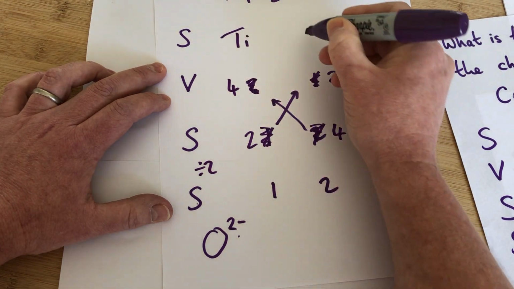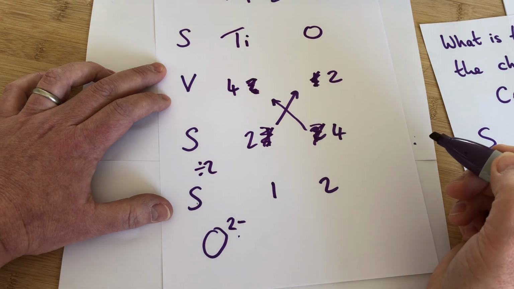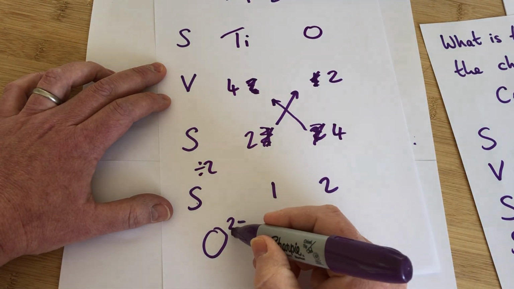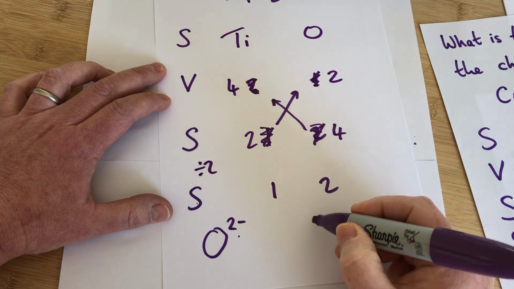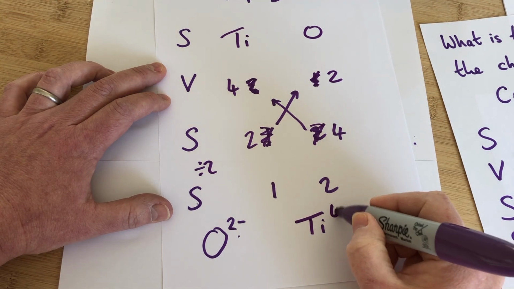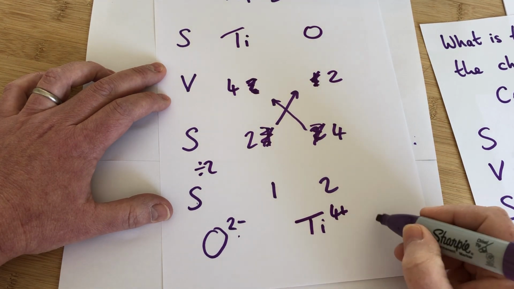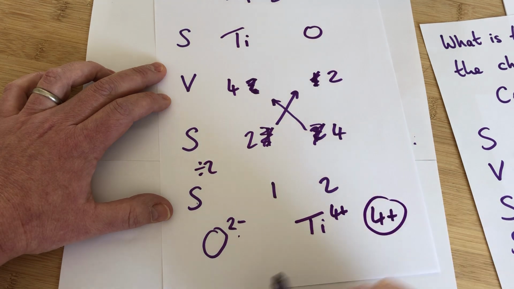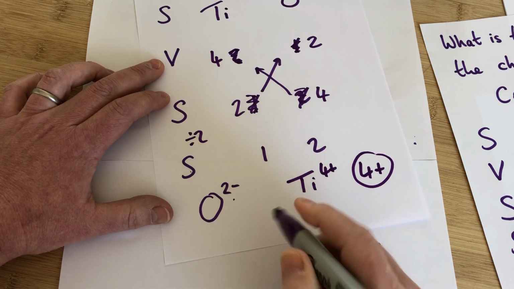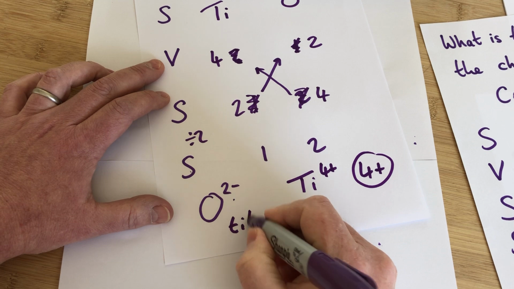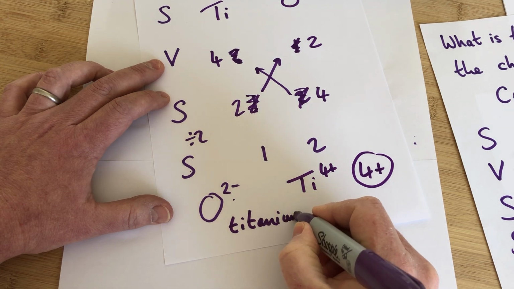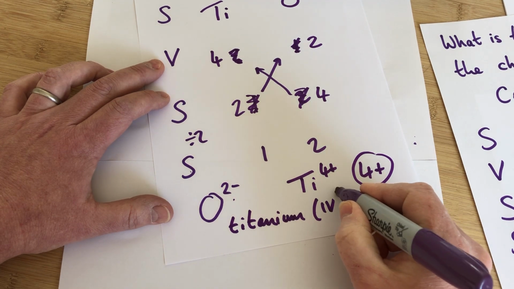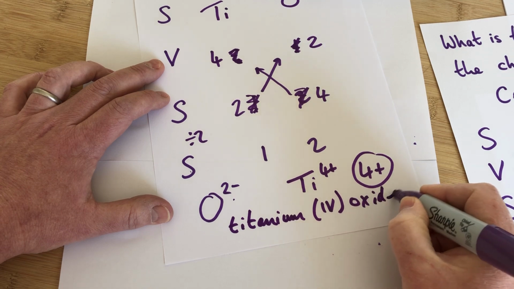So what do we have here? We have titanium, we have oxygen. Oxygen's valency is 2, that's what we said. And titanium must be Ti4 positive. The titanium ion is 4 positive. And this is titanium 4 oxide.